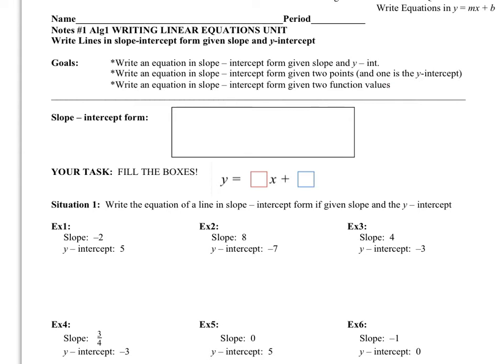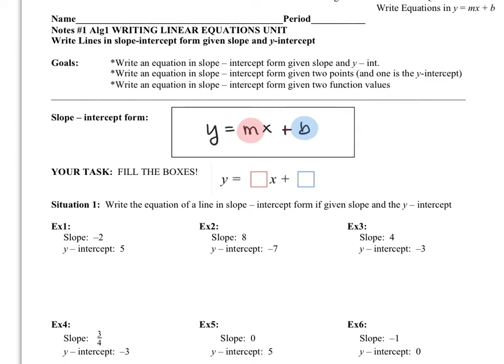So let's recall that slope-intercept form is y equals mx plus b. The two key pieces of information when something is written in this form are the slope, which is always our coefficient of x, and the y-intercept, which is where it crosses the y-axis, and that's the number being added or subtracted. Remember, we always write it as plus because this value could be negative.